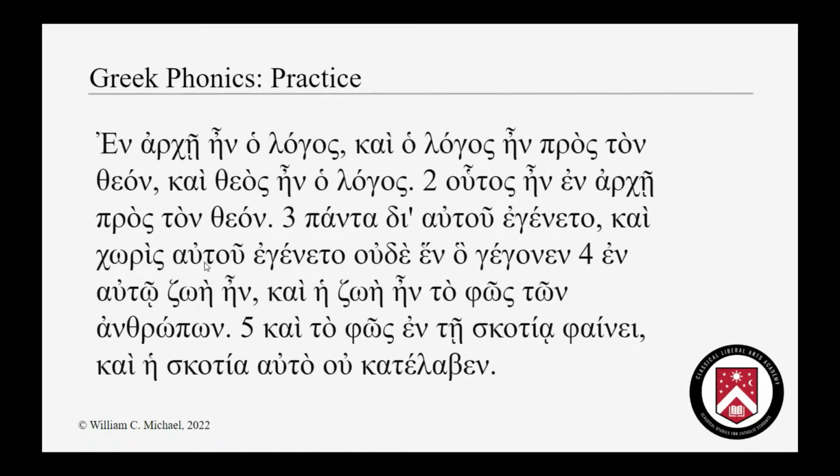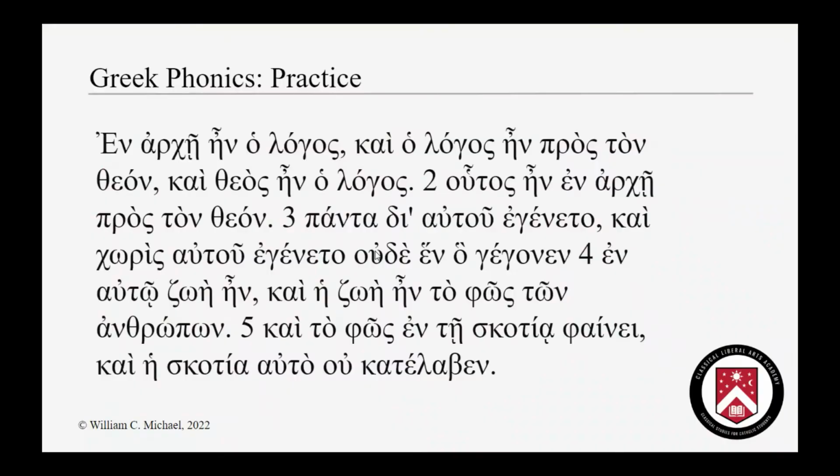We then again have autu, a diphthong with no breathing, and another diphthong with a circumflex accent. Autu. Ege, neto. We then have u, de. U here, omicron upsilon, is a diphthong with no breathing.